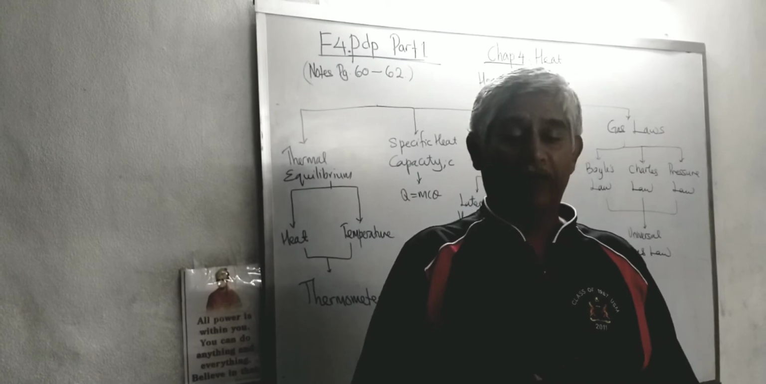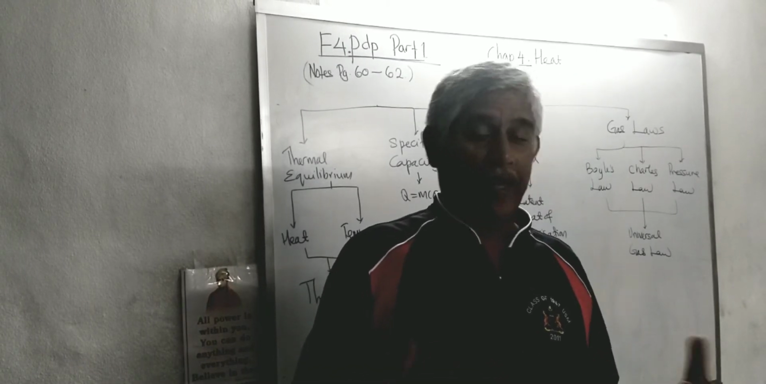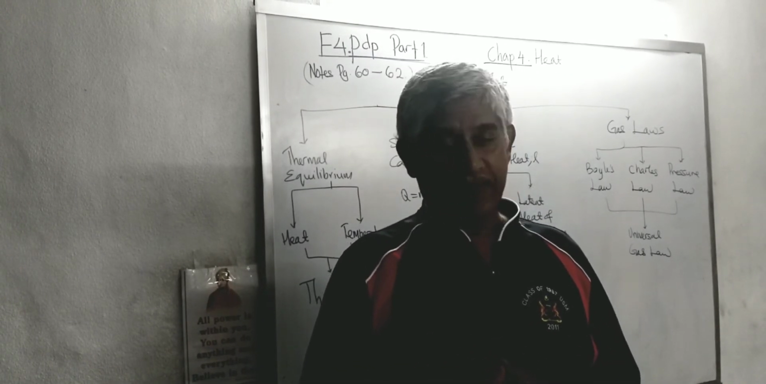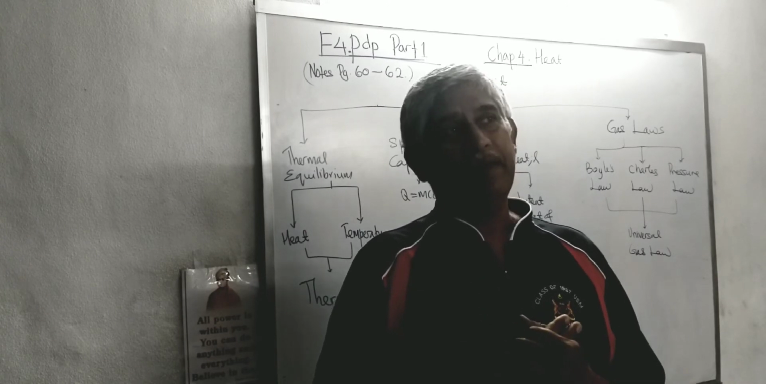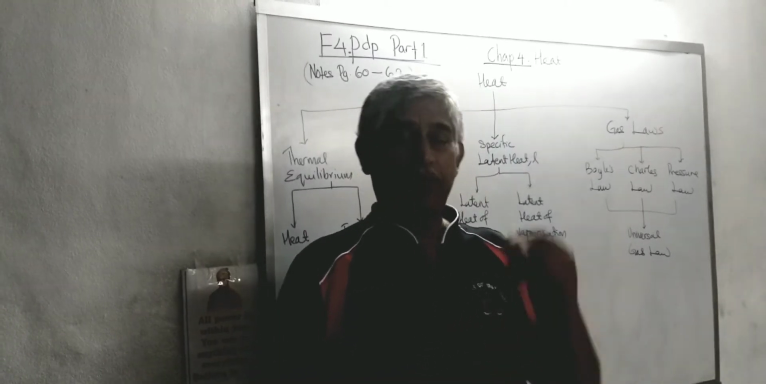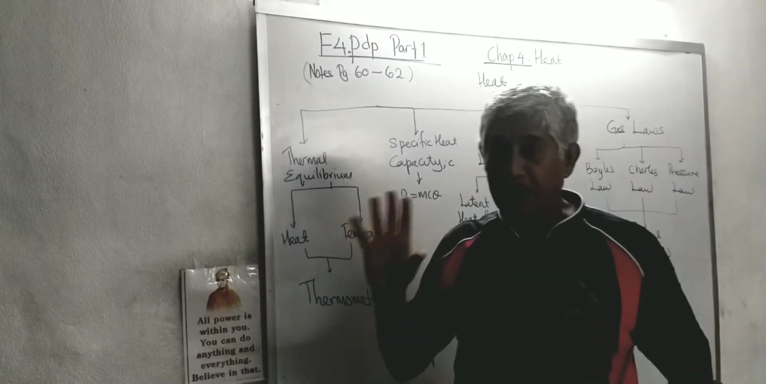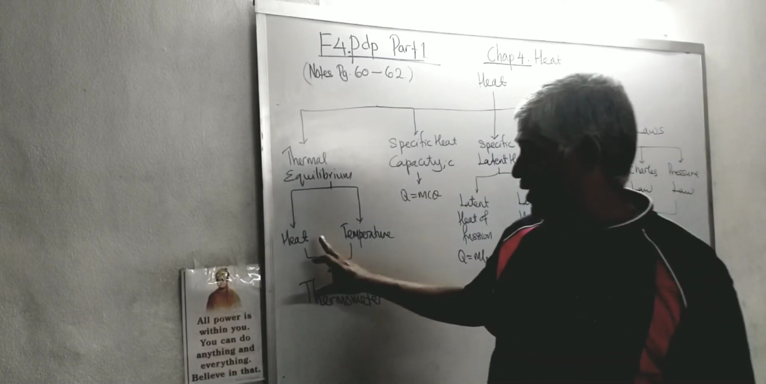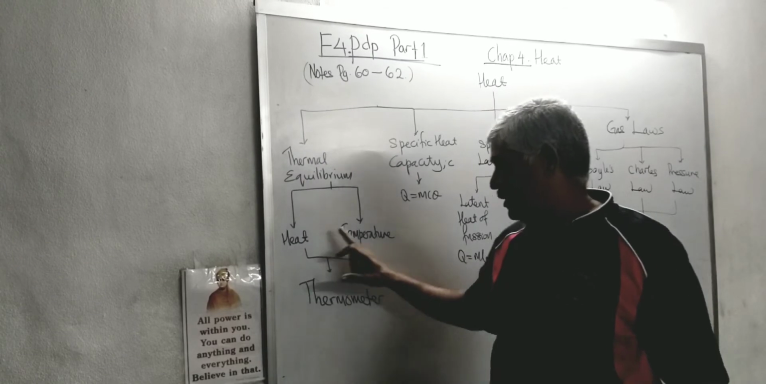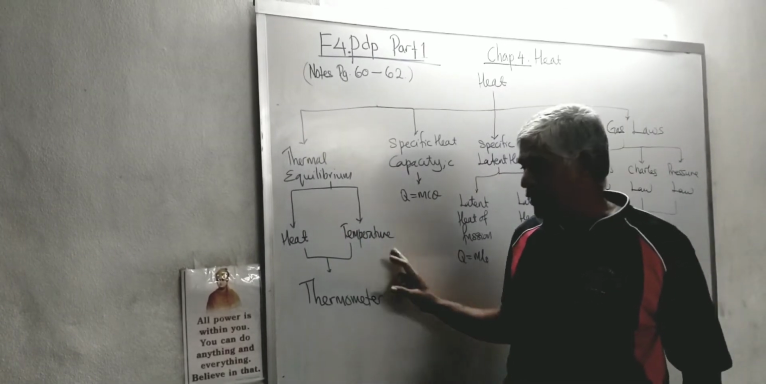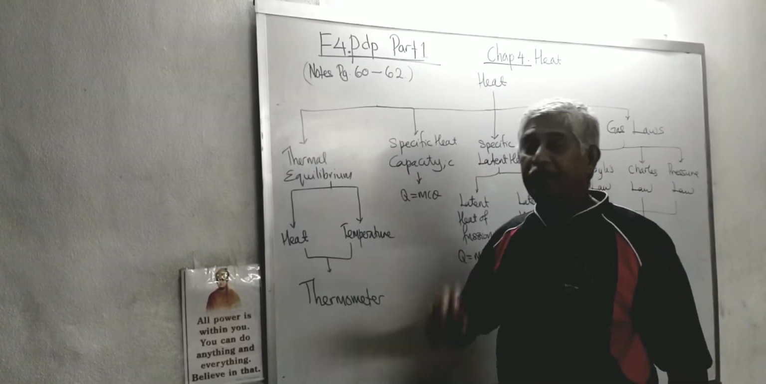These are the ideas you have to know: how to find the temperature of a substance, and how we measure heat. To measure heat, we have to know two things. Number one, heat is a form of energy. The second thing you have to know is that what is related to heat is the temperature.